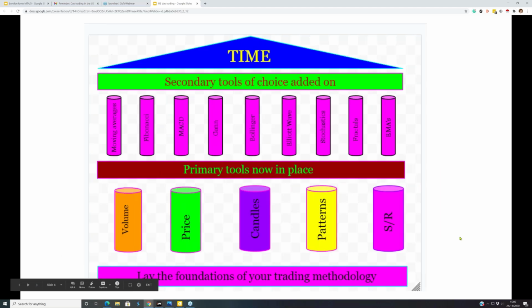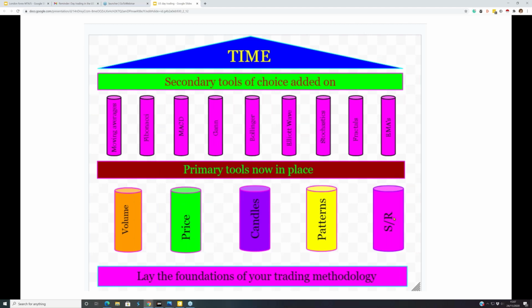Just to reiterate, this is from our Forex education program, but it really applies to whatever market you're trading. Essentially, this is your foundation. This is your trading methodology. As I said, volume, price, candles, candle patterns, and support and resistance are the 5 key pillars, and those are what we call your primary tools.